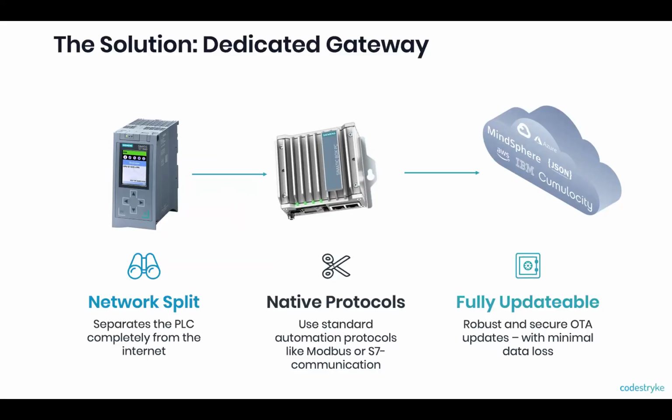You also now have the possibility to use just the native protocols to talk to the PLC. So your PLC doesn't have to be anything fancy. You can just use the standard automation protocols like Modbus or S7 communication and talk to the PLC that way. And the most important point, of course, is that you now have a system that's fully updatable, because you can reboot the gateway in the middle. You can do full operating system updates and allow robust and secure over-the-air updates. You only lose a minimal amount of data if you power cycle the gateway once in a while during an update.